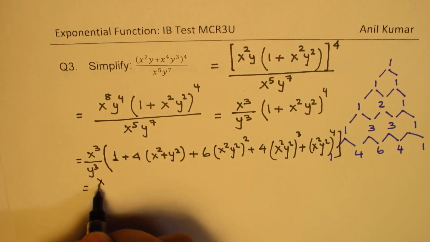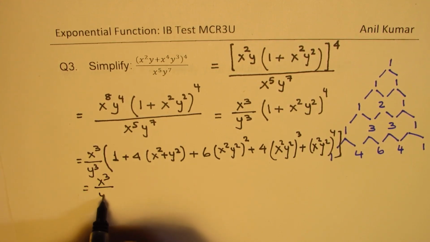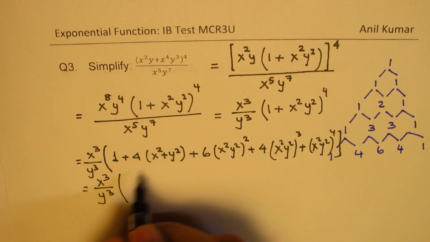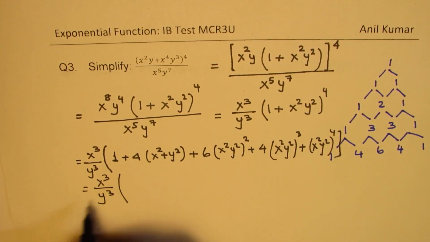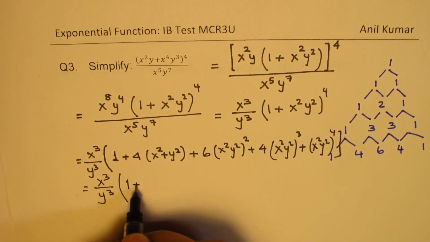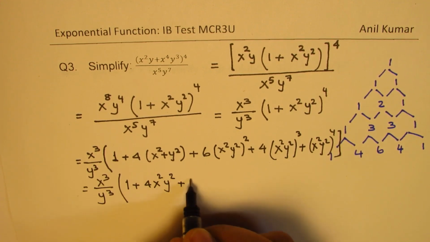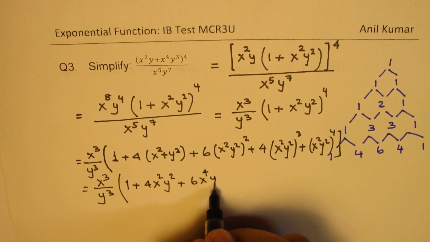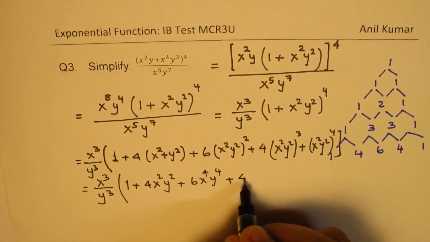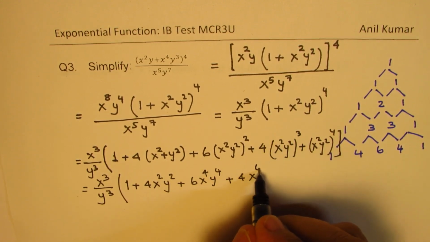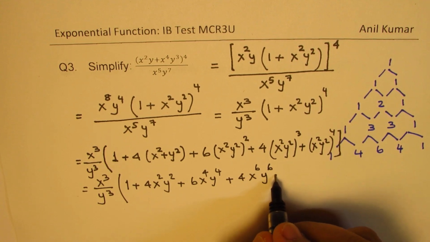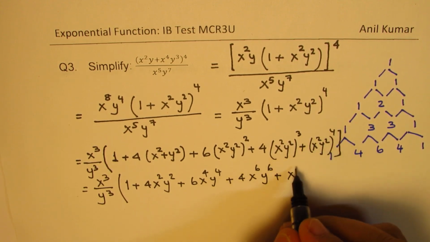Now we could rewrite this as x cubed over y cubed, and here we will expand this and write the final expression, which is 1 plus 4x squared y squared plus 6 x to the power of 4 y to the power of 4 plus 4 x to the power of 6 y to the power of 6 plus 4 times 2 is 8.